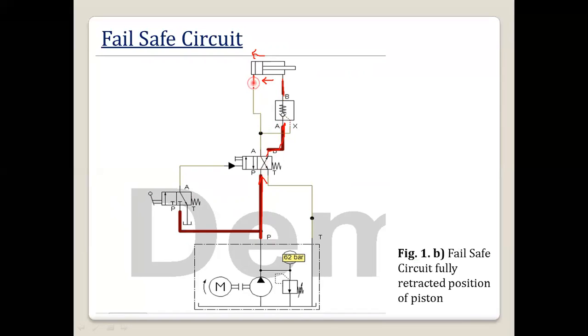Then the oil from the piston side will come to the A port, and it is returning to the tank. So this is the closed position.